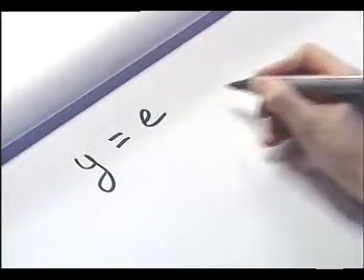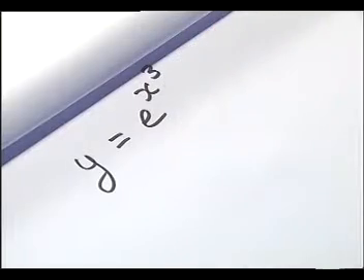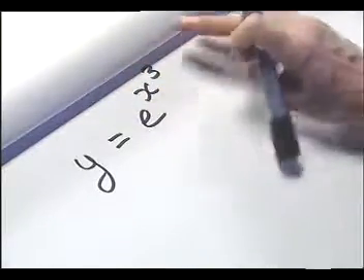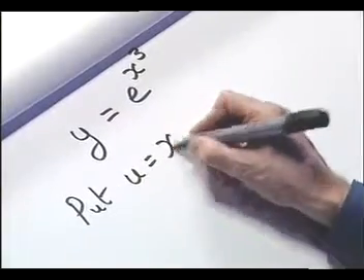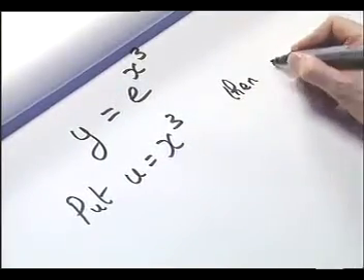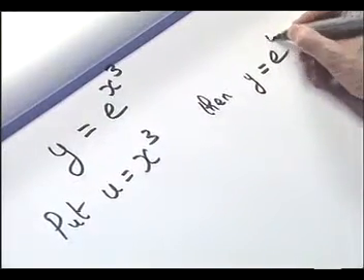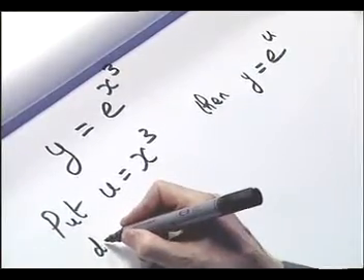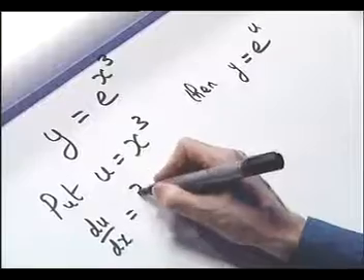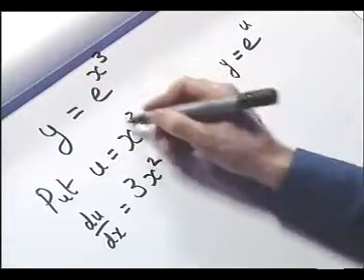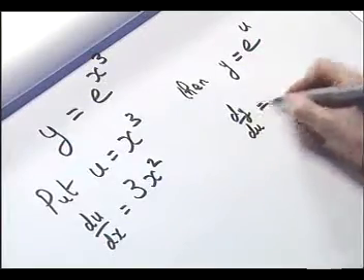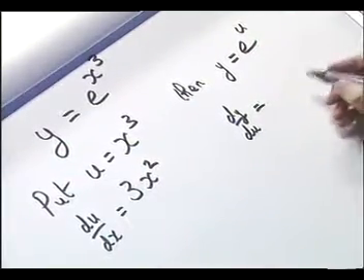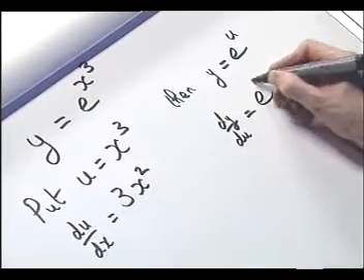Now, let's take one more example in this particular style. So we'll take y equals e to the x cubed. And here, this x cubed is our g of x. So we will put u equals x cubed, and then y will be equal to e to the power u. We can differentiate, so du by dx is equal to 3x squared. We multiply by the power and take 1 off it. And dy by du is equal to e to the power u. We differentiate with respect to u. The exponential function is its own derivative, and so it stays the same.